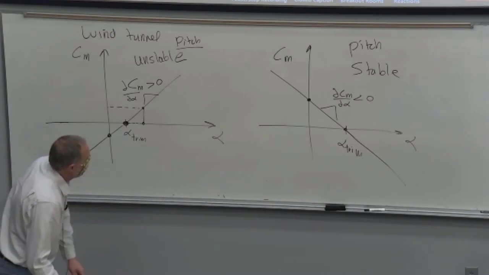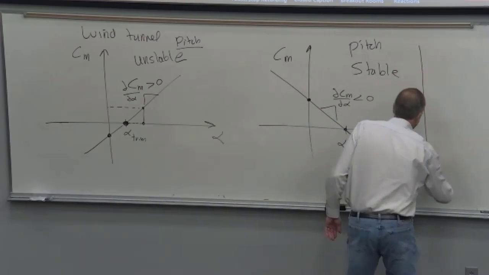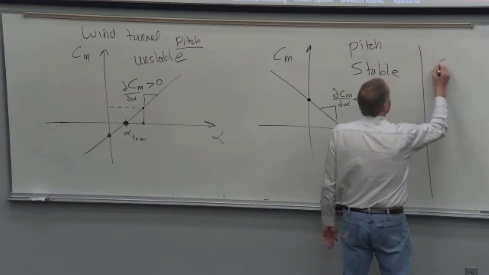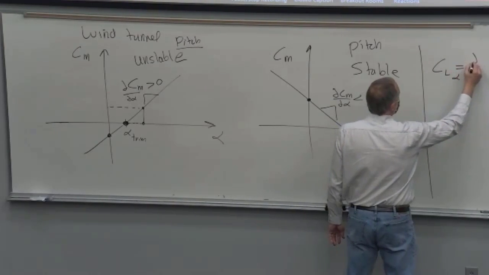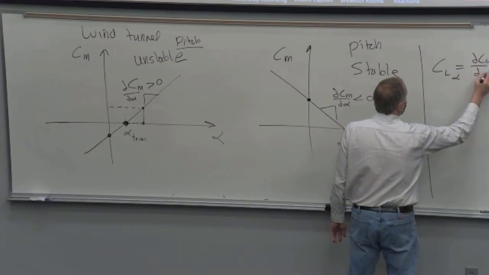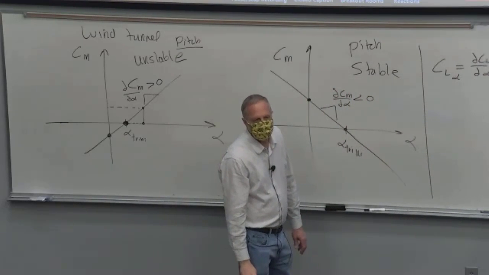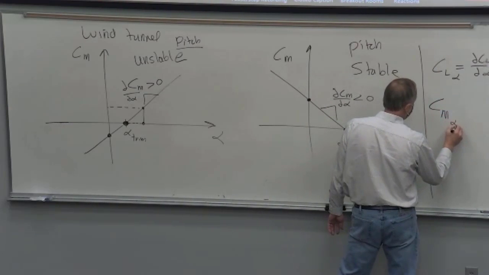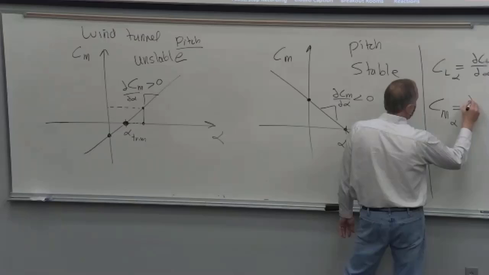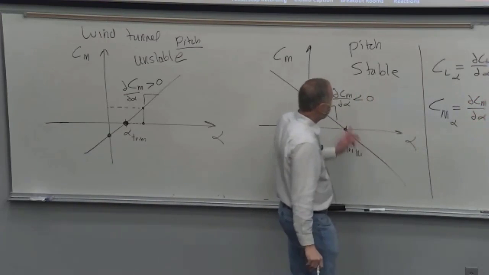One other bit of notation, and we'll do this all the time, right? In this class, we write CL subscript alpha, and what we really mean is the slope of the lift curve. It's just a shorthand notation of writing the derivative. We do the same thing with pitching moment. We write CM subscript alpha, and that is this derivative that we've been talking about, the slope of that line.